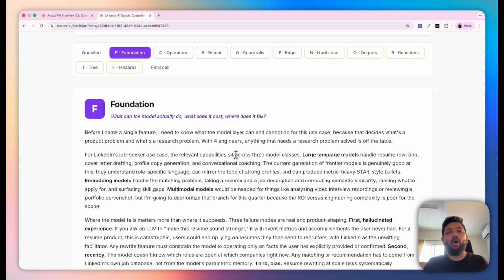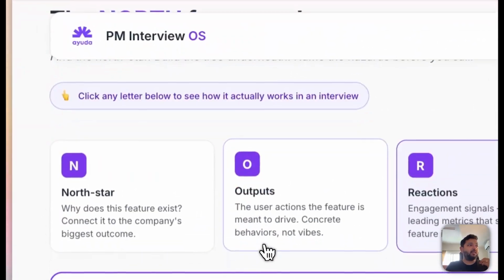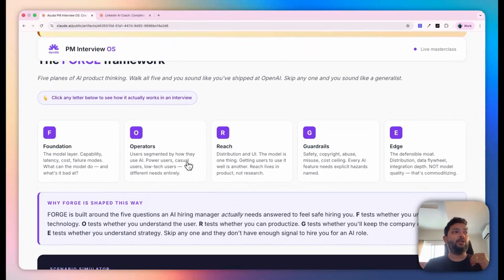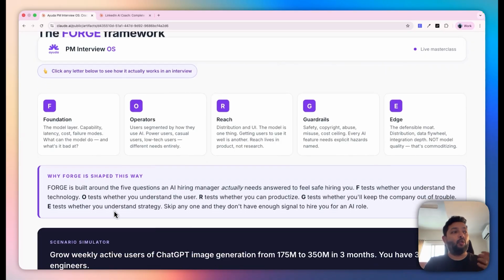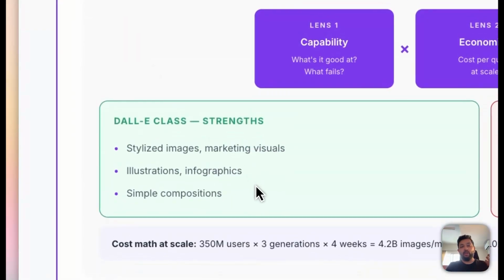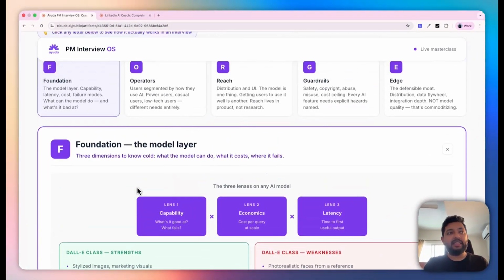So you talk about what is the capability of the model. Maybe I'll show it here. The first thing that you talk about is the capability of the model, which is, how are you going to talk about what model is going to be there? How are you going to use it, what do you need out of that model, right? Your capability, economics, and latency, right?